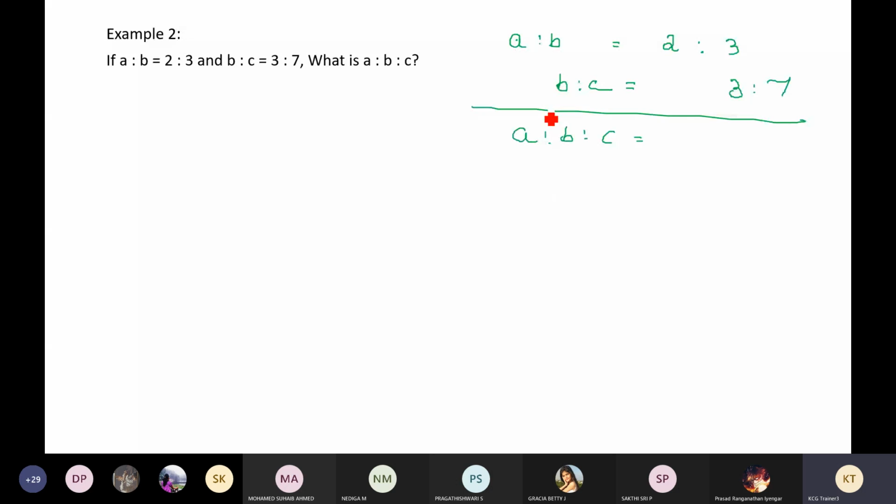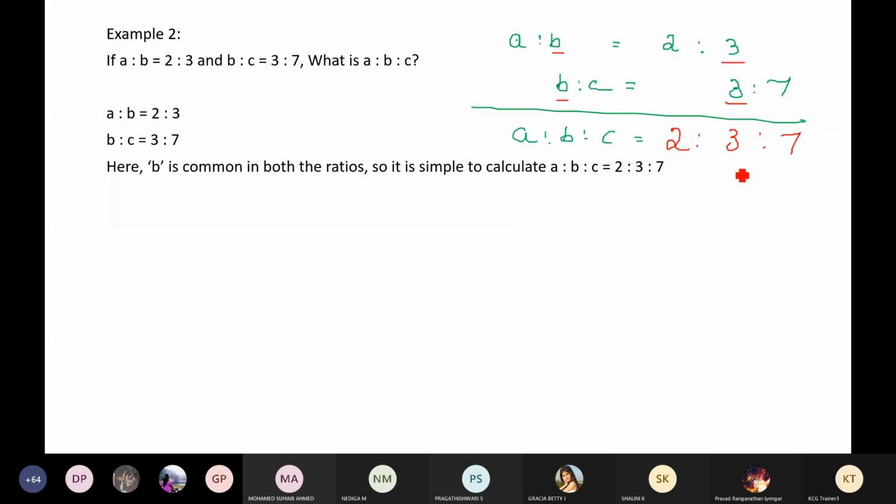Okay, so if you guys are not clear, no worries. This is a basic concept actually. So guys, listen here. What is the common term? B. If the B value is the same, then it is very simple. You just have to say 2 is to 3 is to 7. Okay, so 2 is to 3 is to 7.